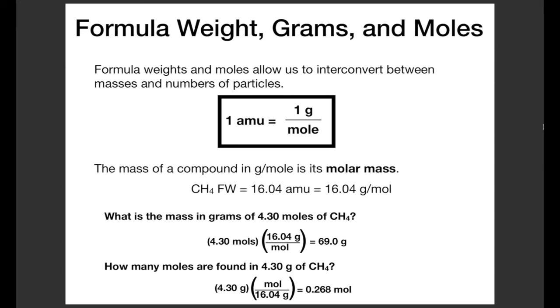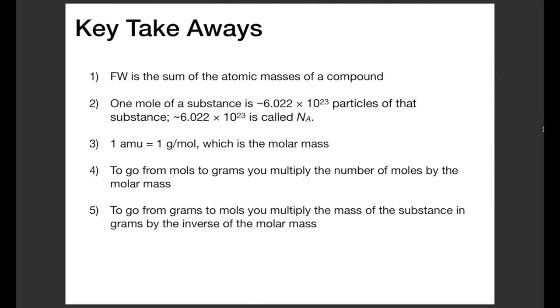Doing these interconversions will come up again and again in future videos. And with that, we've reached the end of this video. The key takeaways are that the formula weight of a substance is equal to the sum of the atomic masses of all the atoms contained in that compound. 1 mole of a substance is equal to approximately 6.022 times 10 to the 23 particles of that substance. 6.022 times 10 to the 23 is a value we call Avogadro's number. 1 atomic mass unit is equal to 1 gram per mole.